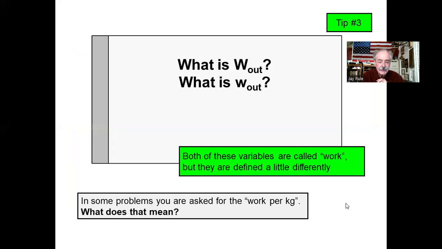Now moving on to my third tip. Some students at this point are having a little trouble visualizing the difference between capital W out and little w out. I can understand some reasons why, because in jargon, we experienced engineers call both of those variables the work. We call both of them the work done by a system, W out or little w out. And so some homework problems ask you, find the work per kilogram. Now, what does that mean? Let's talk a little bit about the difference between capital W out and little w out.